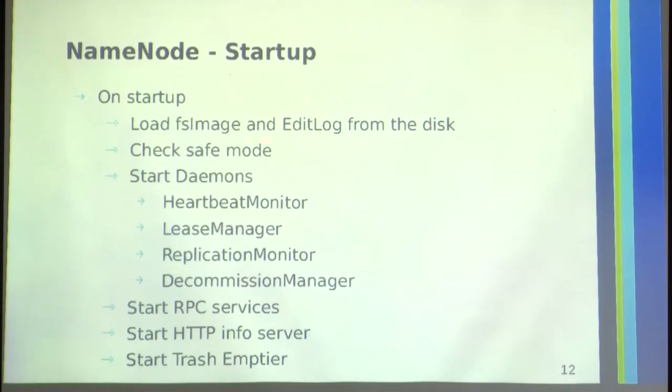It goes into what's called safe mode. When it first starts up, it knows about the existence of files and that there should be blocks for those files. And it knows the data nodes, but it doesn't know which data nodes have which blocks. The data nodes later have to report this back to the name node. So it goes into safe mode while it's waiting to collect block information from all of the data nodes.